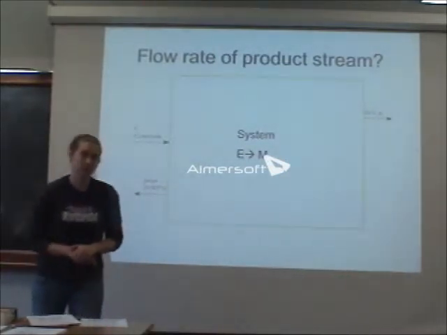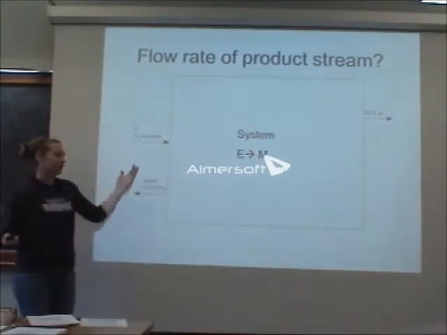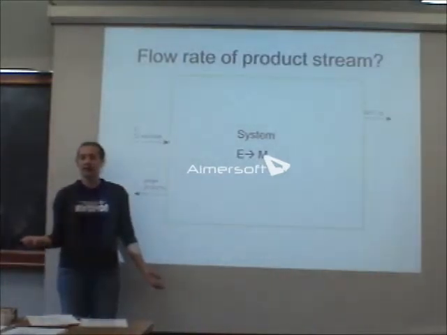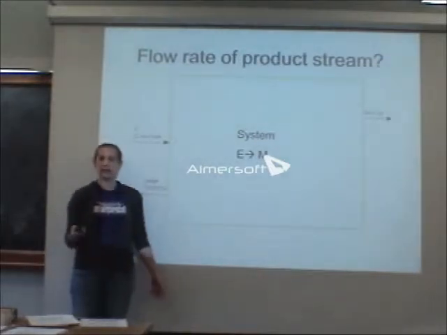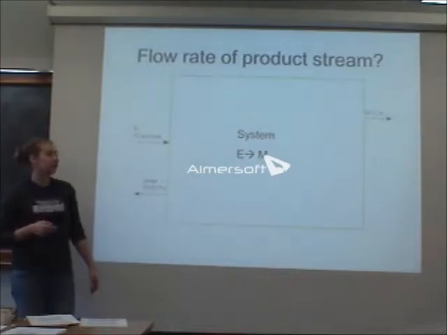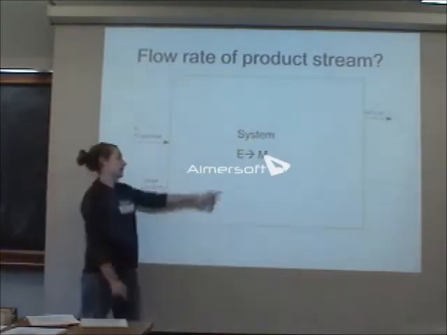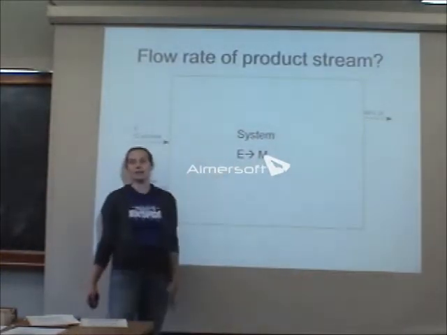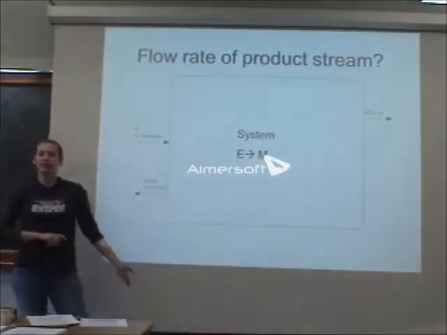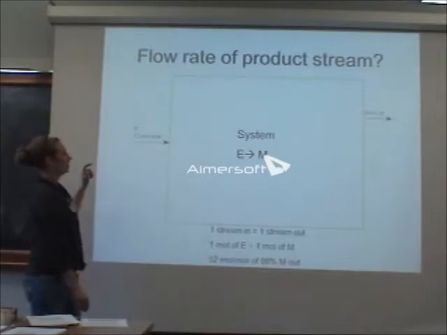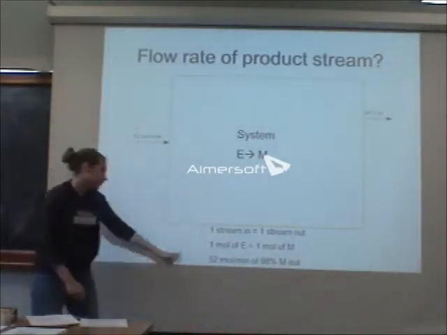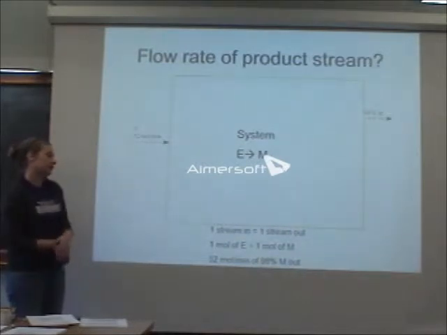Okay, so I have a question for you guys. How come you can do that? I thought moles weren't conserved. How come I can just say that the moles in is the moles out? Brittany? Because the chemical reaction states that the moles are conserved. Correct, because my moles are conserved in my chemical reaction. So 1 mole of E is going to make 1 mole of M. So my mass balance becomes a mole balance. And I know that 1 mole of E in equals 1 mole of E out. So there must be 52 mole percent of E out.